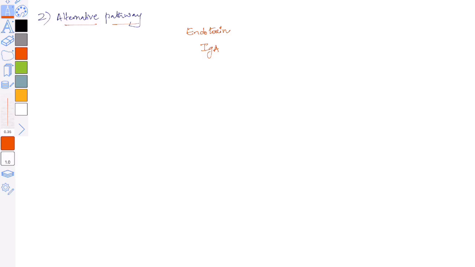So this endotoxin is going to activate your C3 and factor B. Once the endotoxin or IgA activates these two components, they are going to split. Factor B is going to split into factor BA and factor BB. Similarly, C3 is going to split into C3A and C3B.